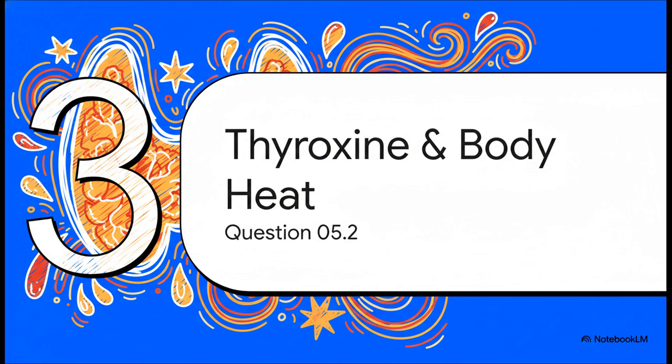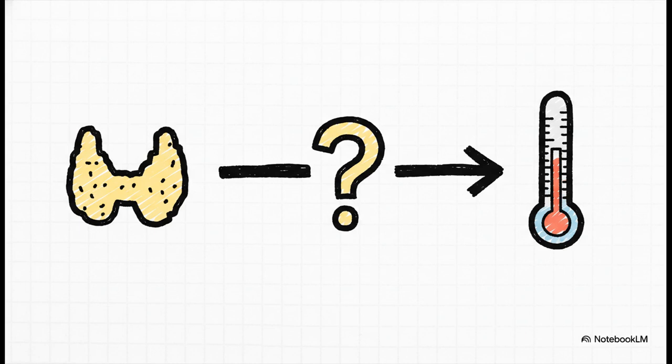Okay, moving on to the next piece of the puzzle, thyroxine and body heat. This next bit is worth 2 marks. The question is, how does producing thyroxine actually increase your body temperature? You see, it's a 2-step process they're looking for. It's not enough to just say it makes you warmer. You've got to explain the how.